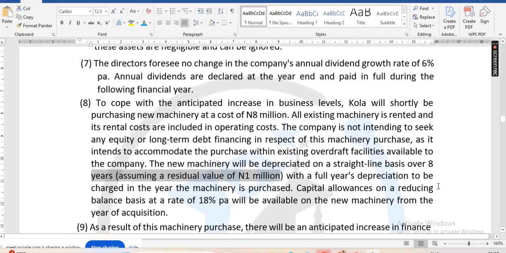With a full year's depreciation to be charged in the year the machinery is purchased. Which means that you charge depreciation at the end of the year. You purchase assets in January, at the end of the year, you charge depreciation on that asset. Now, capital allowance on a reducing balance basis at the rate of 18% per annum will be available on the new machine from the year of acquisition.